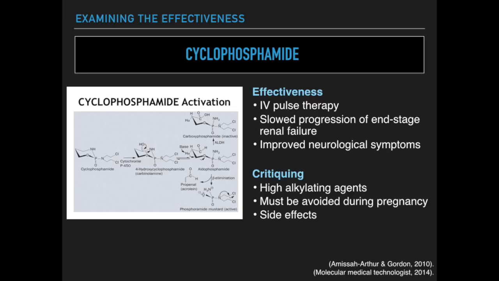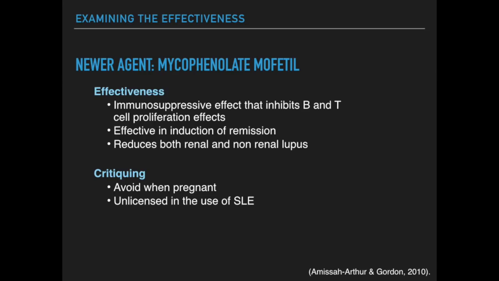Cyclophosphamide uses IV pulse therapy as it has shown better efficacy and toxicity ratio compared to that of oral therapies. Cyclophosphamide has slowed progression of end-stage renal failure. A study conducted showed that 18 out of 19 patients who received this therapy had improved neurological symptoms. However, it is a highly alkylating agent which causes cell death, and it must be avoided during pregnancy. Side effects include nausea, hair loss, ovarian failure, severe infections, and many more.